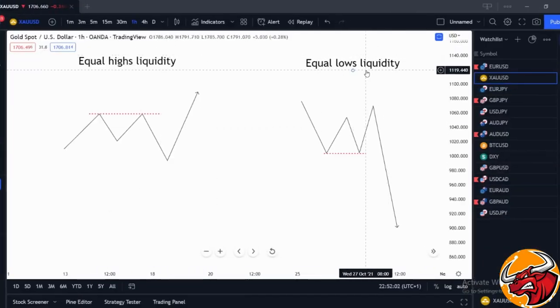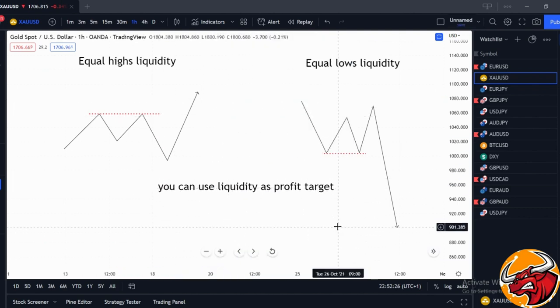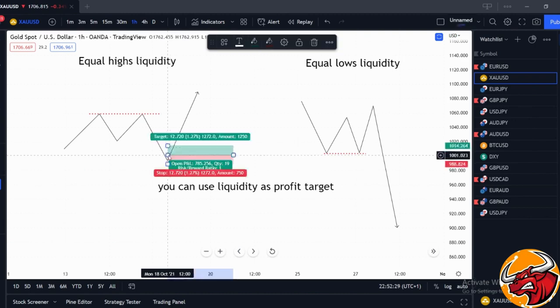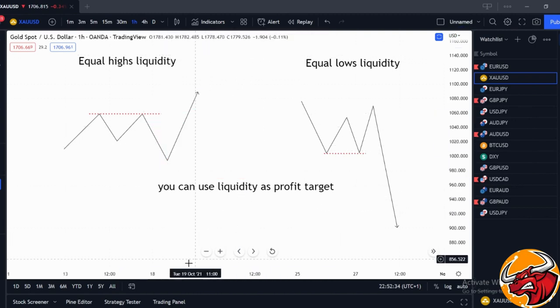First example of liquidity: equal highs and equal lows. Many retail traders see this as a double top or double bottom, whatever. Equal highs and equal lows are a nice level to place your take profit. If you see this type of liquidity below or above your supply or demand, you should take the trade for sure.